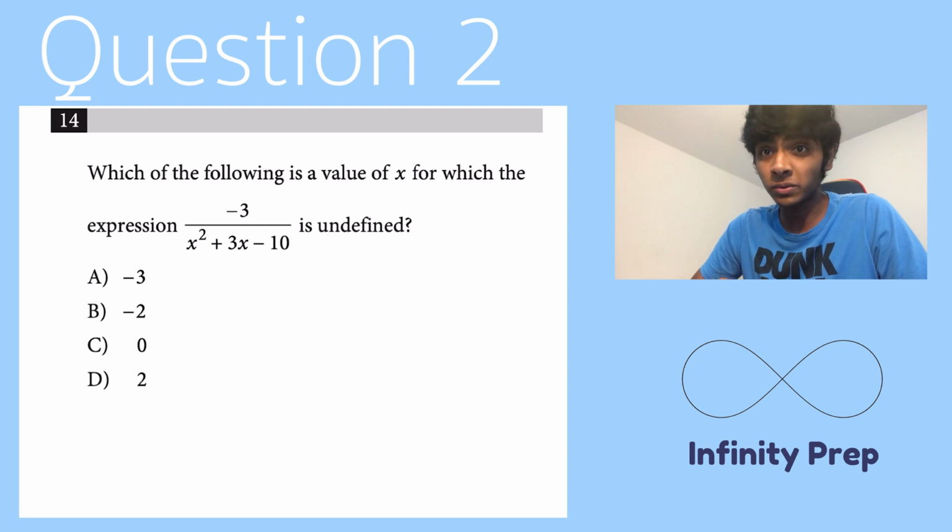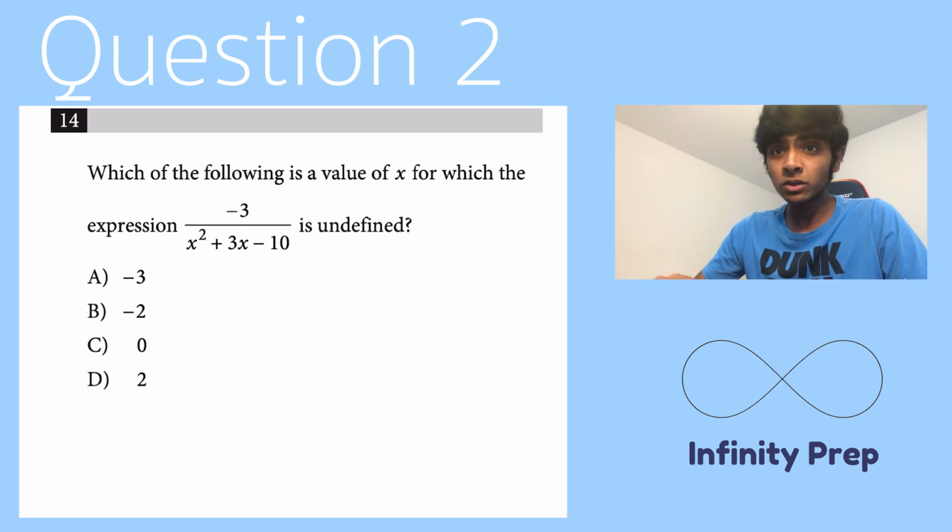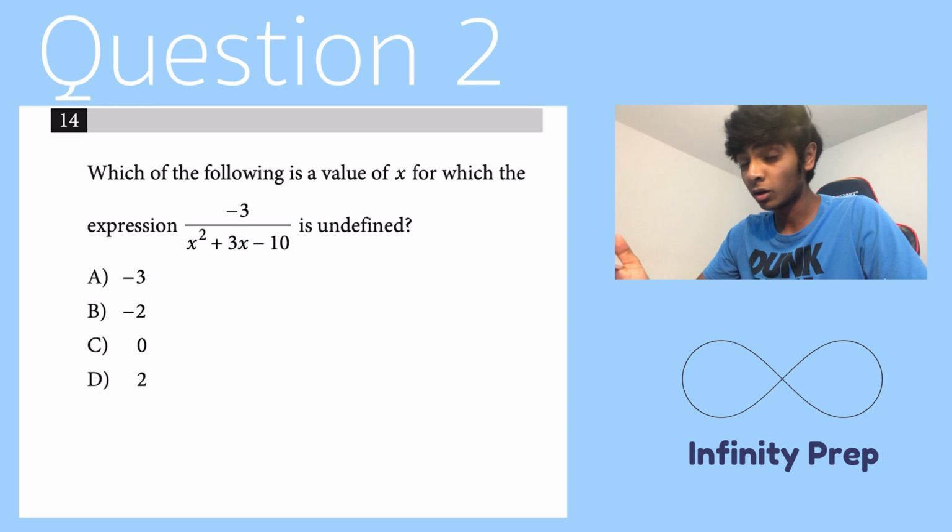Okay, so now let's go on to number 14. Number 14 is asking us, which of the following is the value of x for which the expression -3 over x squared plus 3x minus 10 is undefined? Now you can do this algebraically if you remember the rules to determine if something is undefined, or you can just plug it into your calculator, and that's what I do.